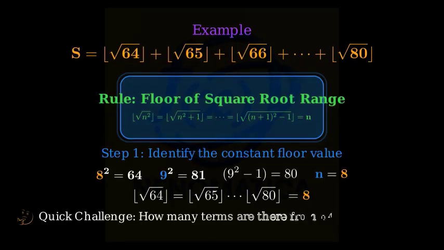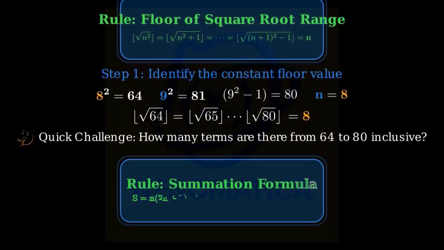Quick challenge: how many terms are in this block from 8 squared to 9 squared minus 1? Step 2. Apply the summation formula. The block from n squared through the next perfect square minus 1 contains 2n plus 1 terms, and each term equals n. So the sum over that entire block is n times quantity, 2n plus 1.